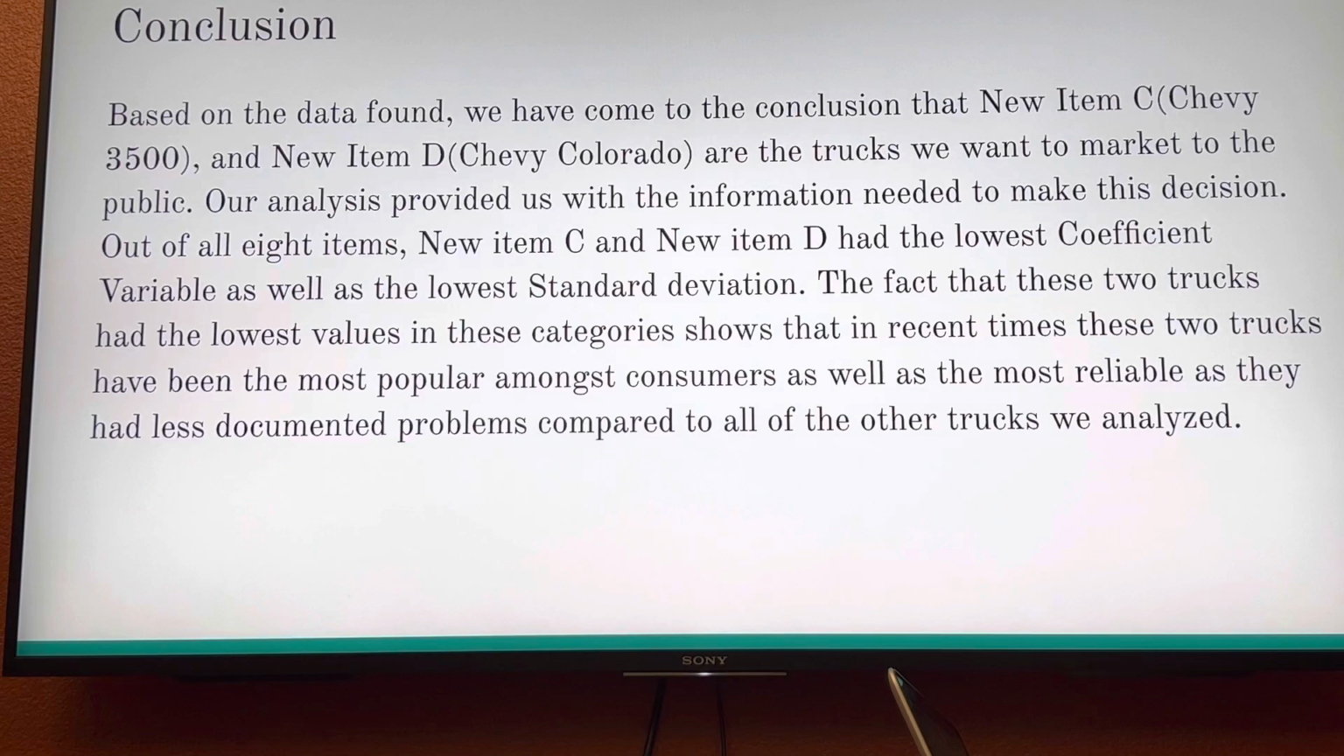Okay, so in conclusion, based on the data we have found and observed, we decided that new item C, which is the Chevy 3500, and new item D, which is the Chevy Colorado, are the 2 trucks that we want to market to the public. Our analysis provided us with the information needed to make this decision. Out of all 8 items, new item C and new item D have the lowest coefficient of variation as well as the lowest standard deviation, which, like we said earlier, means that we have the highest chance of selling these and the lowest risk of losing the money that we spend to advertise them.